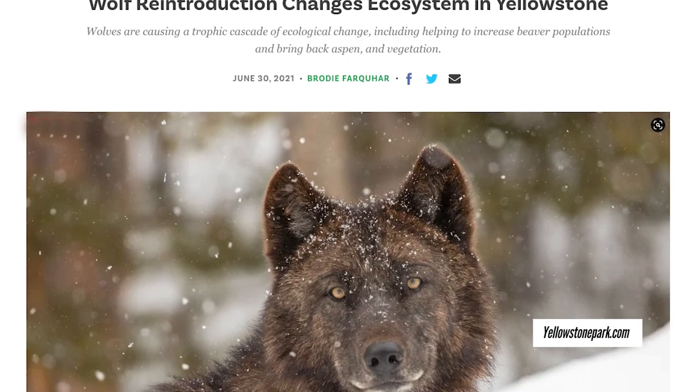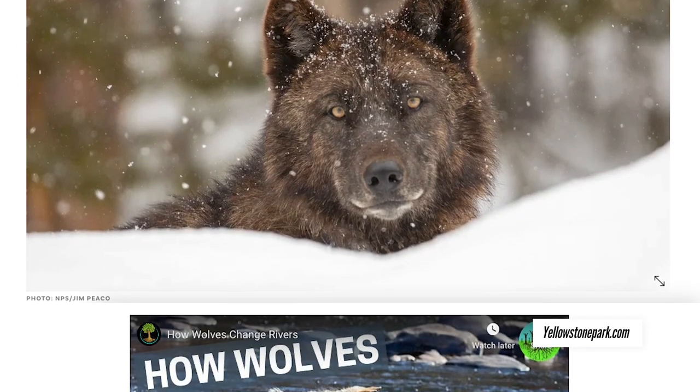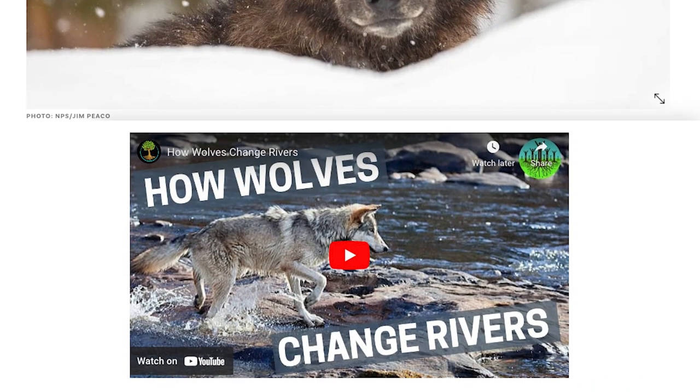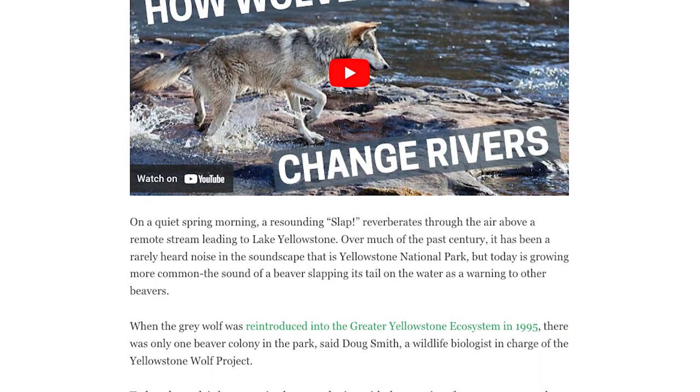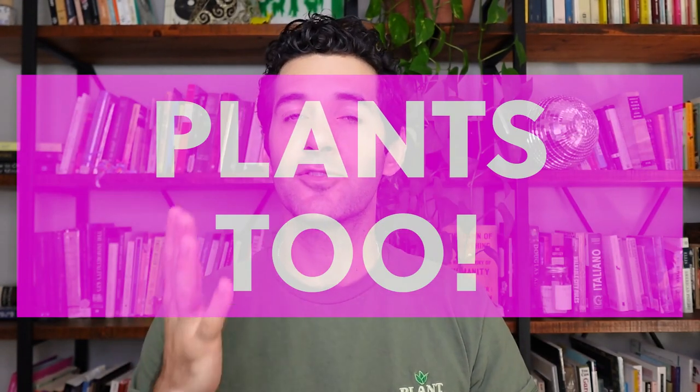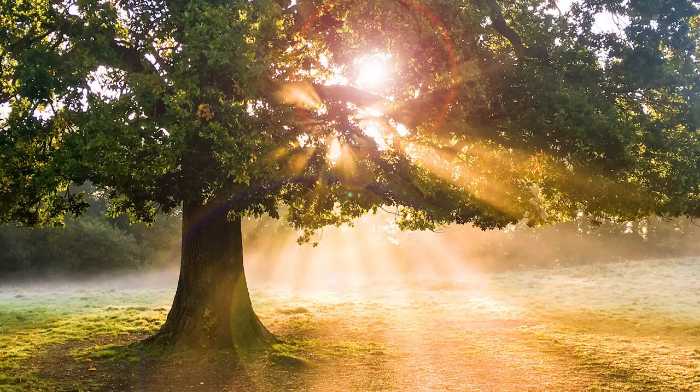A famous example of this happening in reverse is the wolves of Yellowstone National Park. Once they were reintroduced, they positively affected so many species that even the course of the rivers changed in the park. And there are some plants that are so important to the surrounding ecosystem that we can consider them keystone species as well. And in North America, there's one big mamma jamma that stands out among the rest, the oak.